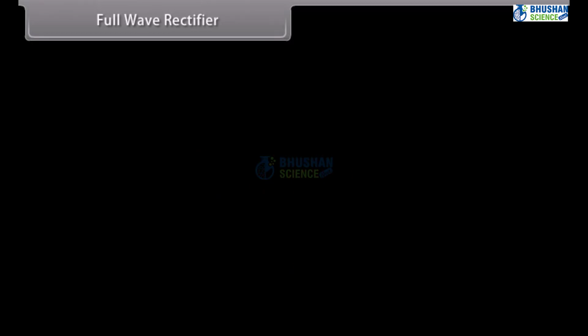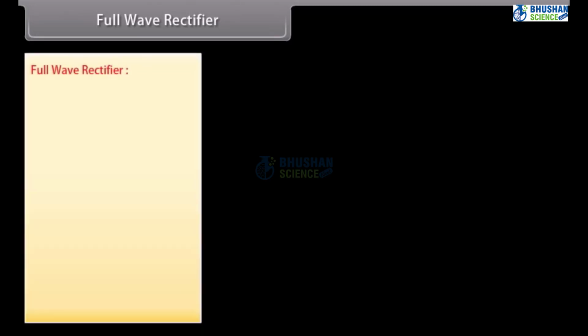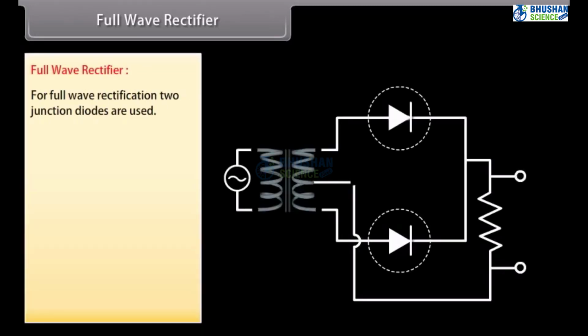Full wave rectifier. For full wave rectification, two junction diodes are used. It consists of two diodes D1 and D2 whose N terminals N1 and N2 have been connected together.